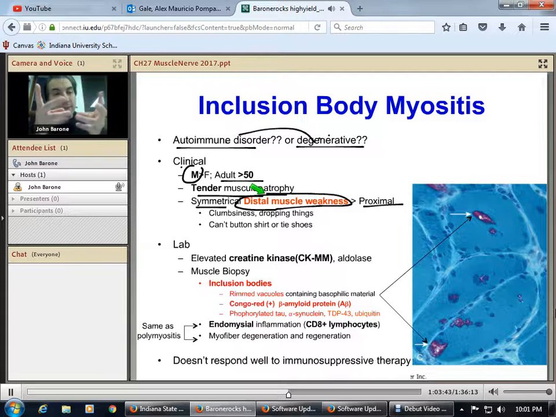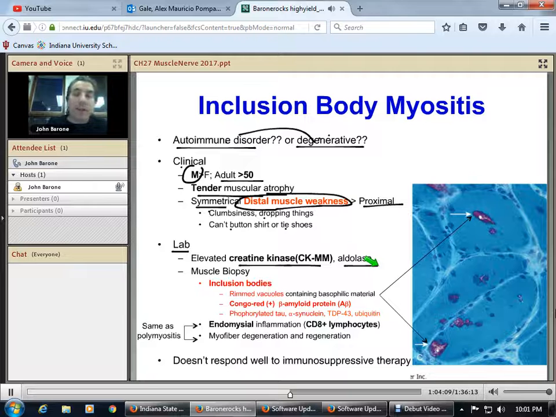So what do they have trouble with? They're clumsy. They're dropping stuff. They can't button their shirt. They can't tie their tie. They can't tie their shoes. Distal weakness. So look for a guy who's dropping stuff. Clumsy, dropping. He can't button his shirt, can't tie his shoes because distal is weaker. That's what you're looking for, distal.